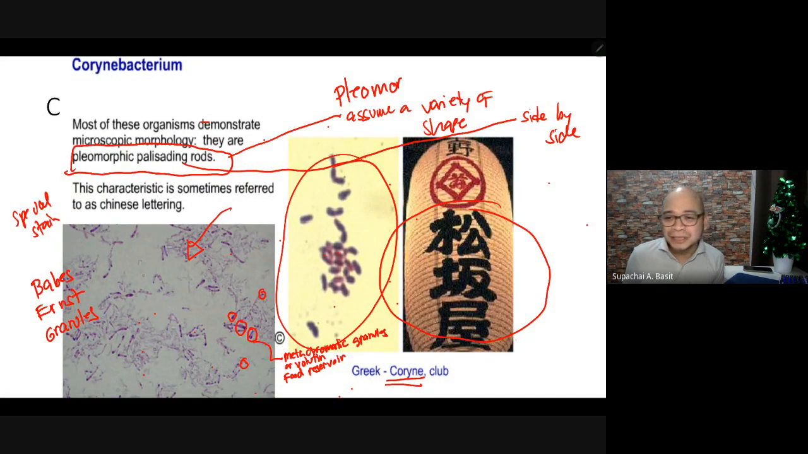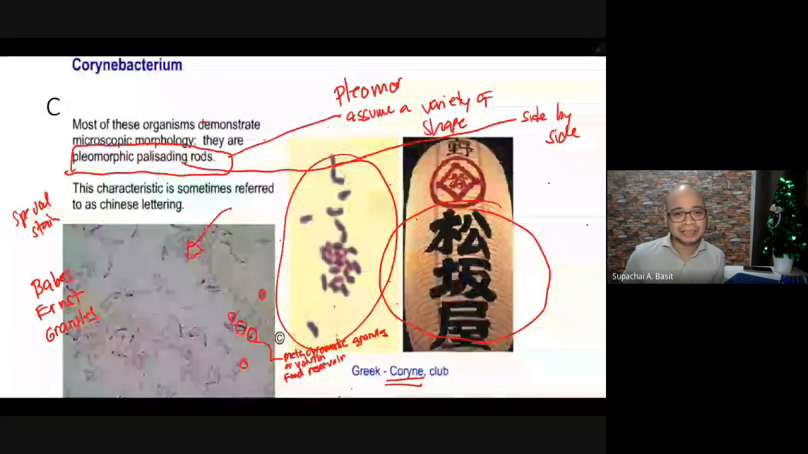That's the special name of the metachromatic granules. But take note that metachromatic granules will only be seen not through gram staining, but only through a special stain.